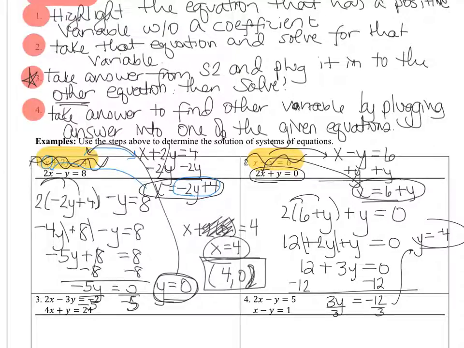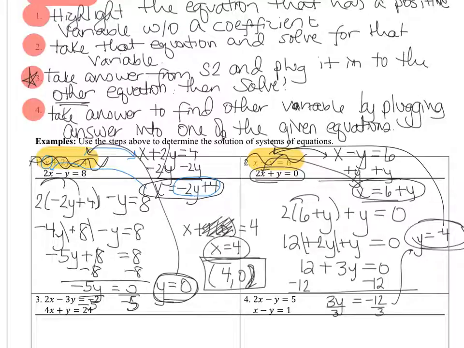I'm going to take my answer, y equals negative 4, and plug it into any one of the original equations. The reason is so that in case I made a mistake somewhere else down the road, I can catch it. So I'm going to plug negative 4 into this top equation, and I'll write in a different color so you can see it.